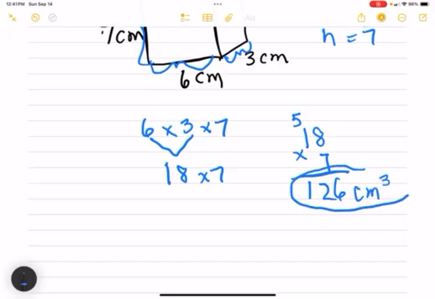Now, if you're not sure how to multiply using the standard algorithm, please check out my other video for multiplying using the standard algorithm, and I'll go over it step by step.